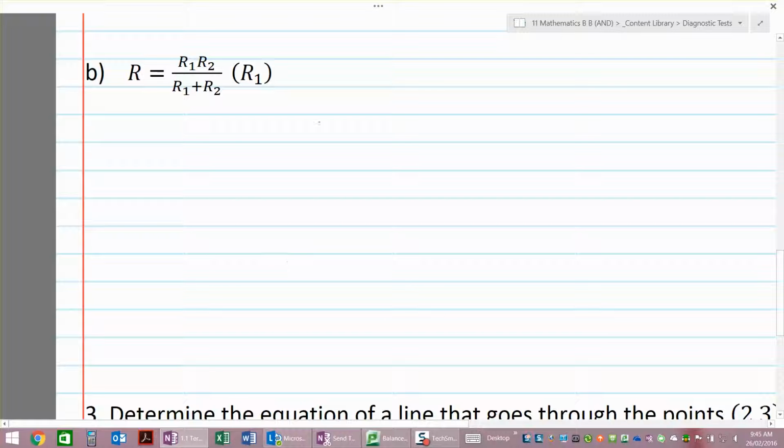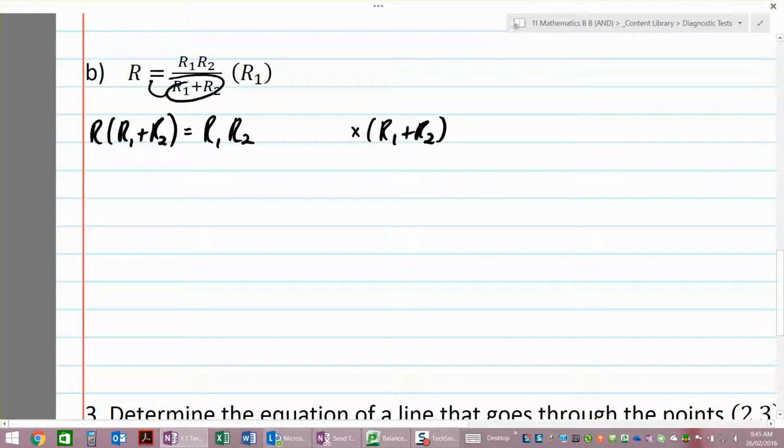Okay, so these ones take a little bit of creativity. There's a fraction here. I don't really like fractions, so I'm going to multiply both sides by R1 plus R2. So I'll have R1 plus R2, and it'll cancel out on this side. You can think that we'll just move this up to the other side, multiplying. From here I'm going to do an expansion. R1 plus R2 equals R1, R2.